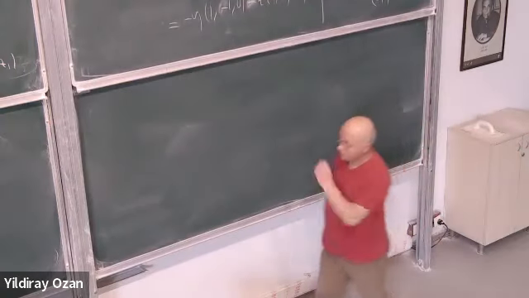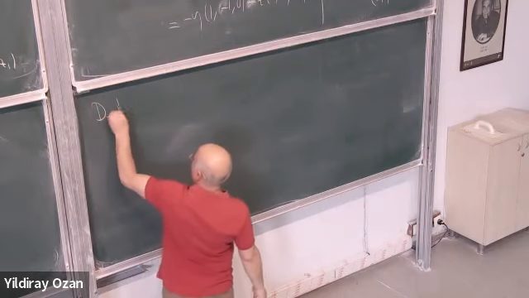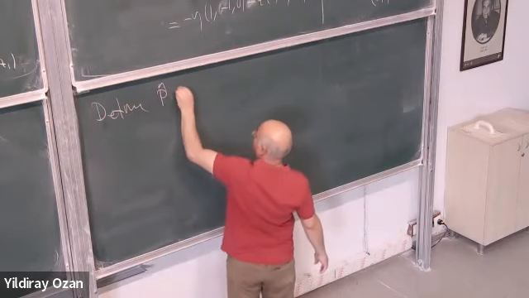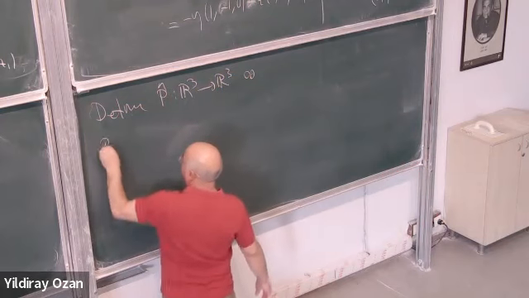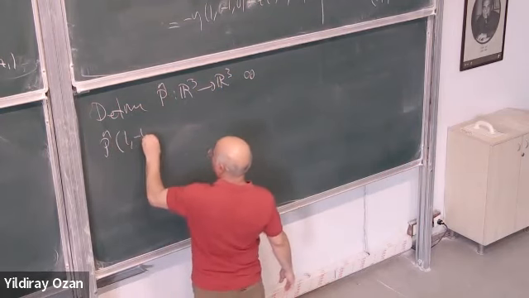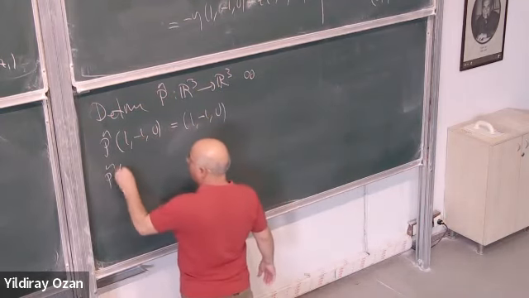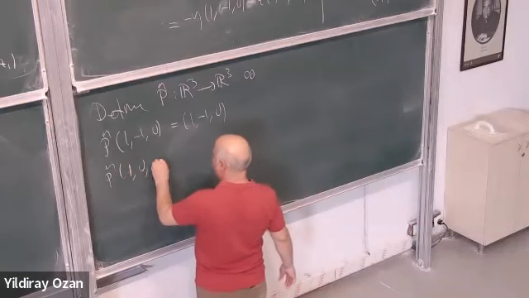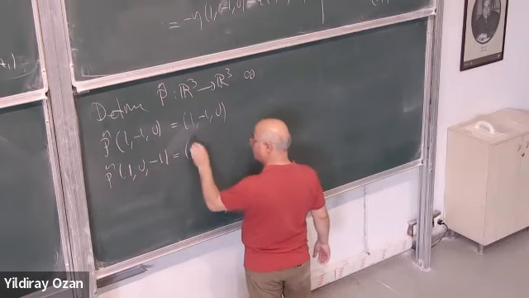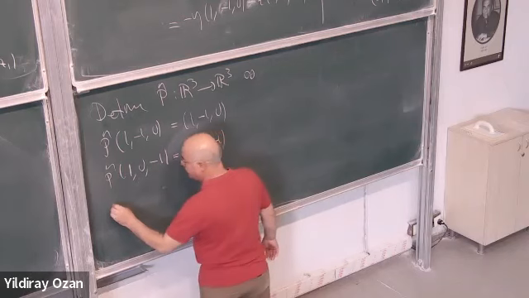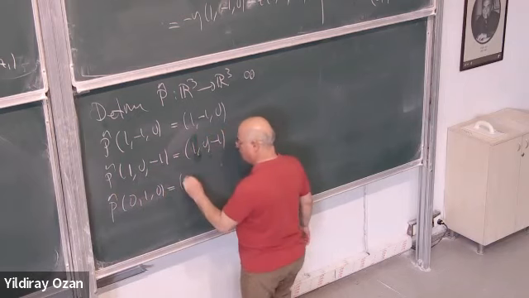So define P hat from R3 to R3 as P hat of (1, -1, 0) is just (1, -1, 0), P hat of (1, 0, -1) is just (1, 0, -1), and P hat of the third vector to 0.